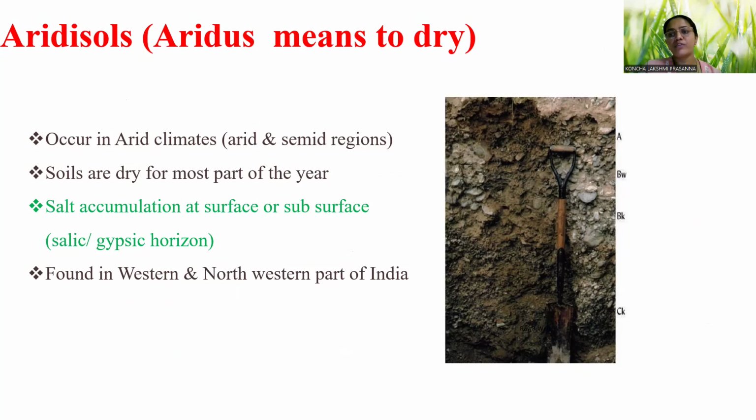Salic means formation of large amounts of salt. That is why it is known as the salic horizon. Gypsic is nothing but salts containing gypsum. Gypsum salts are present on the surface layer, thereby causing the gypsic horizon. It is found in the western and northwestern parts of India.